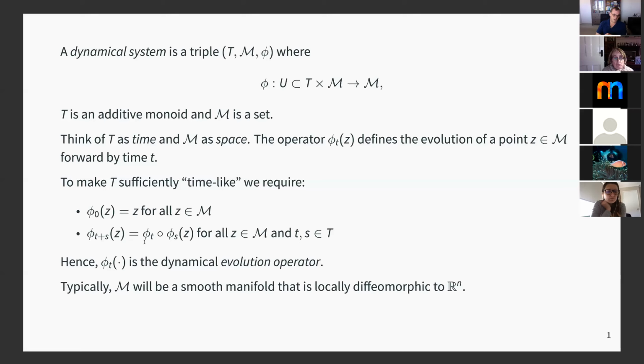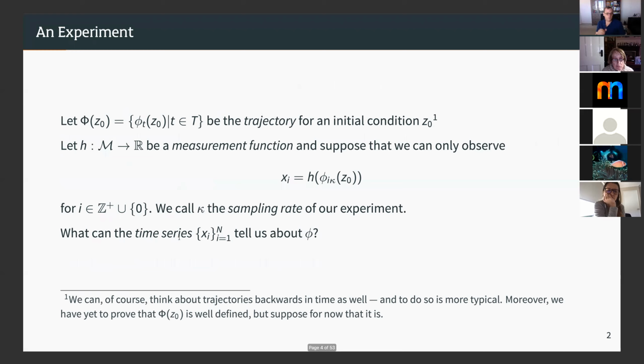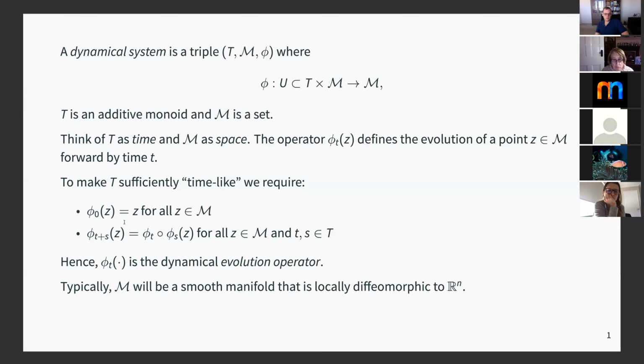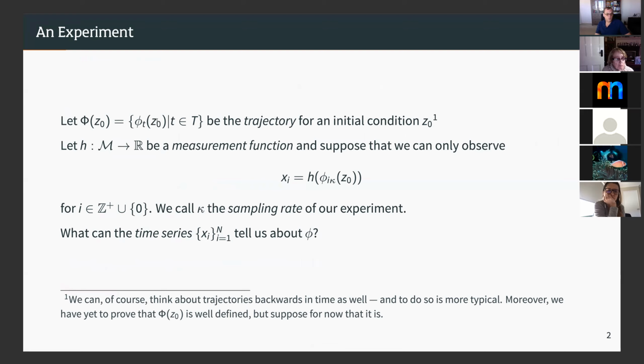All that we require is that everything behaves as we expect it to, so that if we move forward distance 0, then we don't go anywhere. If we move forward distance t and then s in time, then it's the same thing as moving forward t and then moving forward s. That's basically the framework that we're working from. And then we make our measurements. The Z here is our state, and phi_t of Z is our trajectory of that state. So phi_t of some initial point Z_0 is our trajectory. This is the underlying trajectory which we're observing, and we're observing it through a measurement function. Although it doesn't need to be, we're just going to restrict our attention to the case where the measurement function is a scalar.